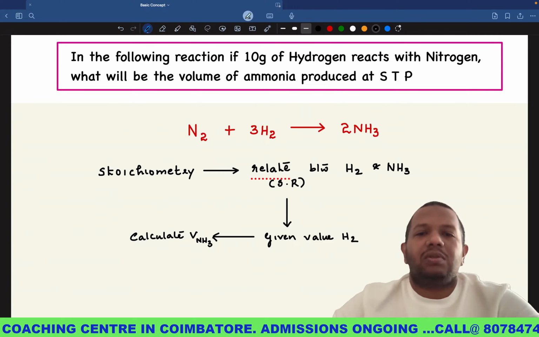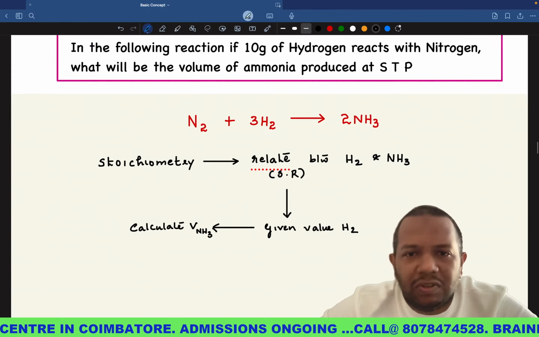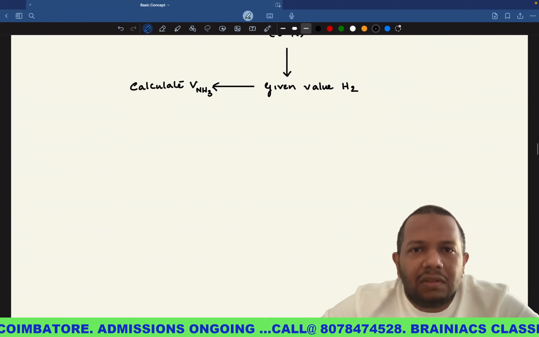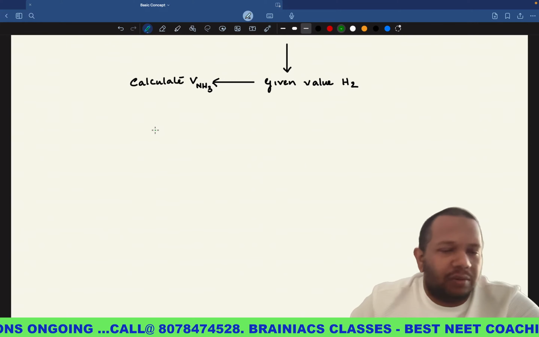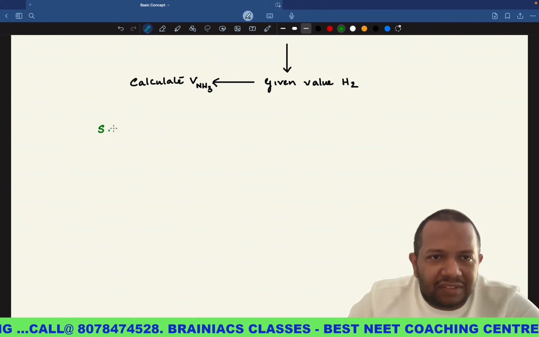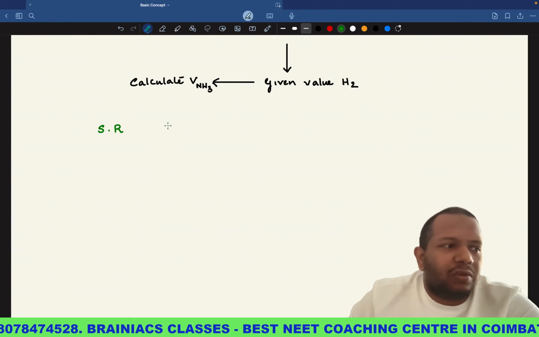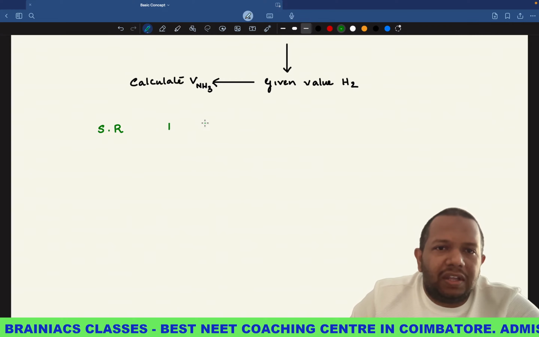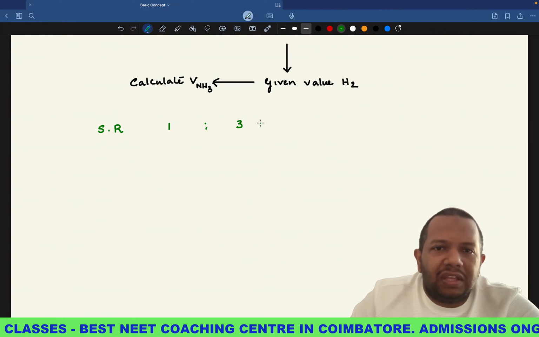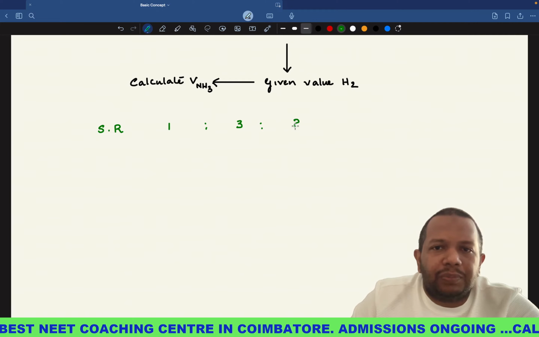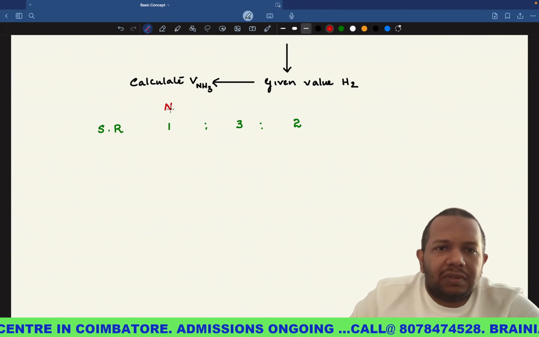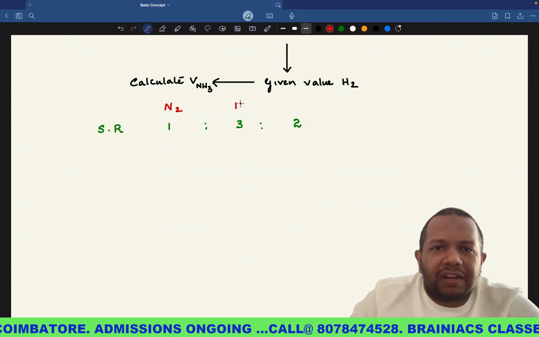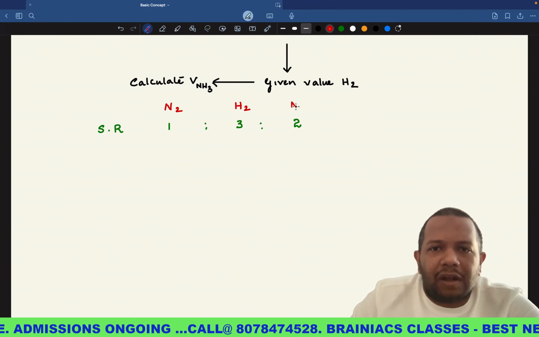Now let's see how to do this. This is the concept map we usually use. Now the stoichiometric ratio, as you know, we can put as SR. The stoichiometric ratio is 1:3:2. This is for nitrogen, this is for hydrogen, and this is for ammonia.